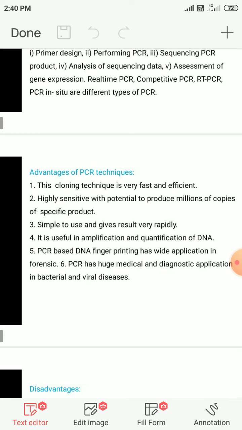Advantages of the PCR technique. What are the advantages of the PCR technique? The first advantage is that this cloning technique is very fast and efficient.